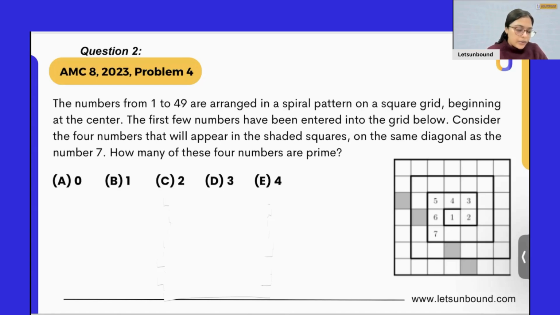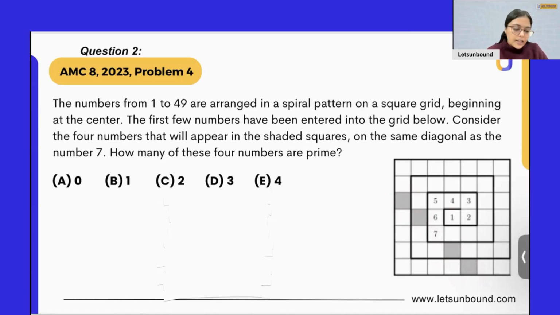Consider the 4 numbers that will appear in the shaded squares. So you can see there are some shaded squares here. Can you see the gray shaded squares? Yes, we all can see that. On the same diagonal as the number 7. So obviously it's along the diagonal where we can see 7. How many of these 4 numbers are prime?